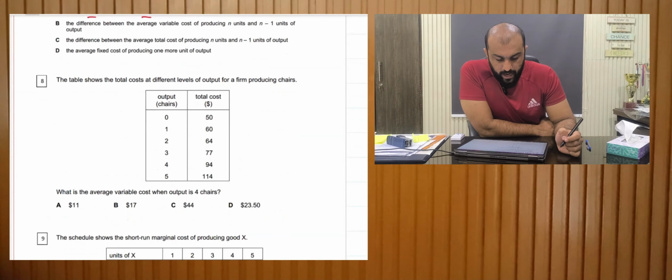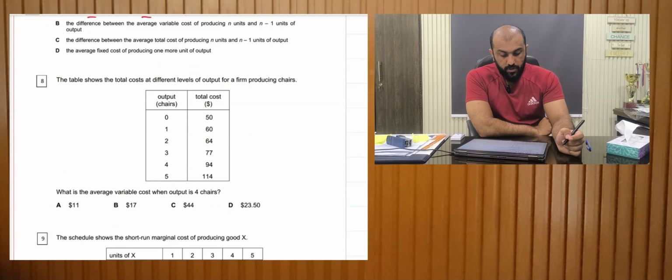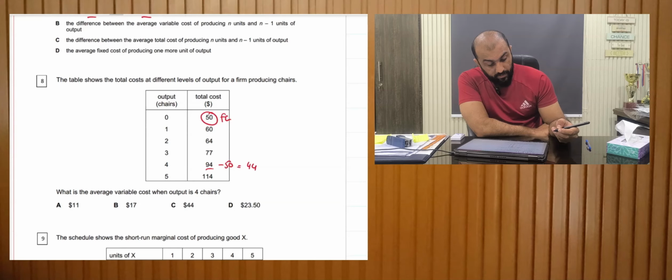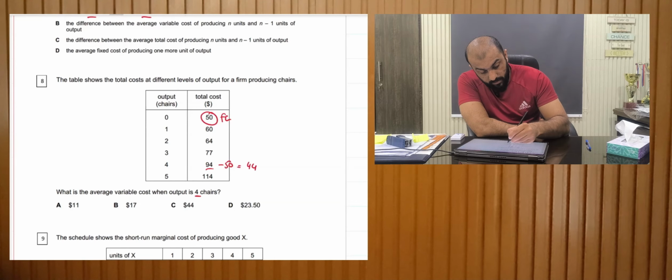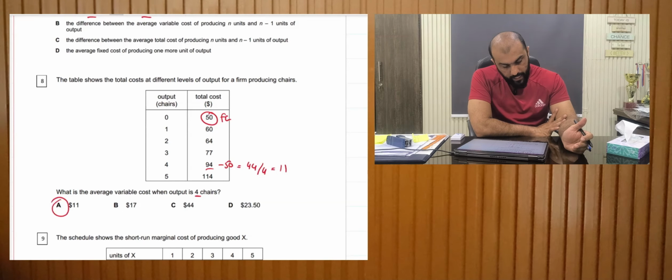The table shows the cost at different level of output for firms producing chairs. What is the average variable cost when output is 4 chairs? Okay, so we know that this is my fixed cost because at 0 units we are having a cost of 50, and average variable cost for 4 units. All right, let's get to 4 units. Total cost is 94, subtracting 50 gives me 44. Dividing by 4 units will give me 11. So the correct answer is A.